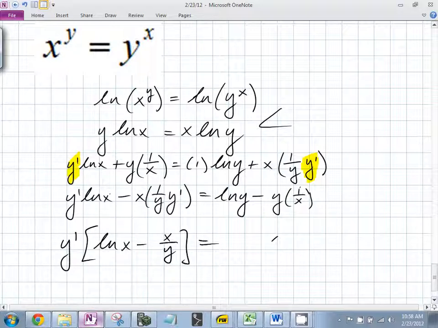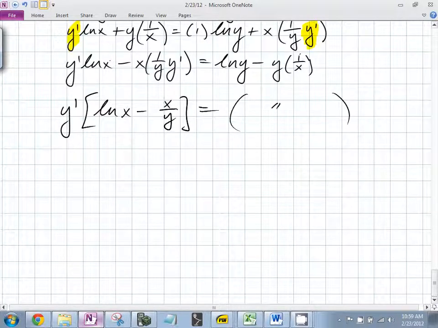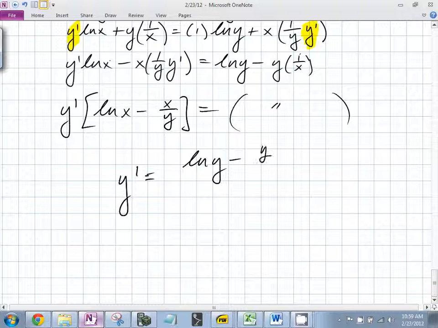Now what do I divide by? Ln x minus x over y. So y prime is going to be equal to ln y minus y over x all over ln x minus x over y. You're done. You're done.